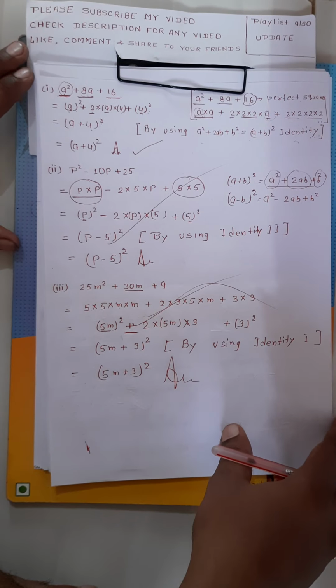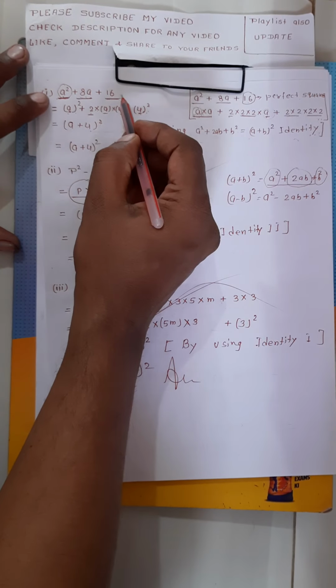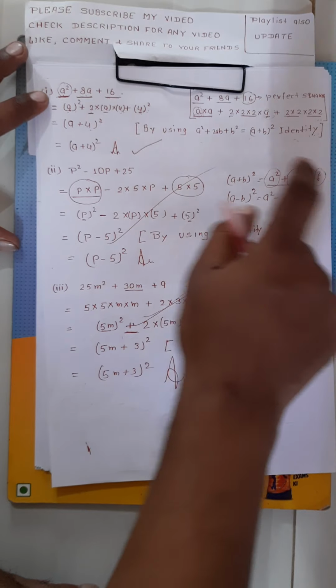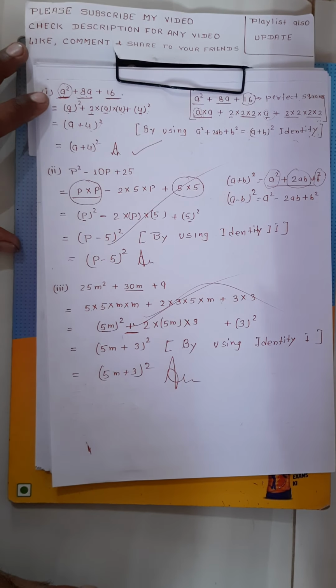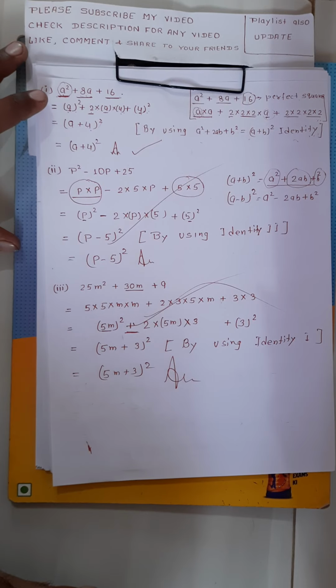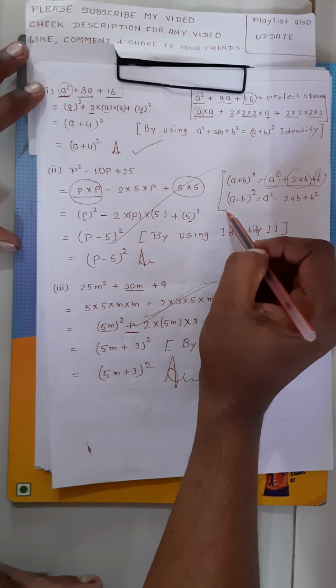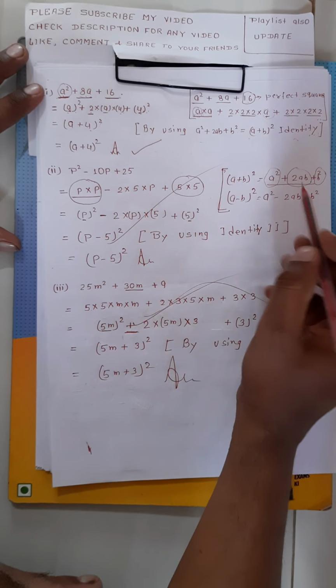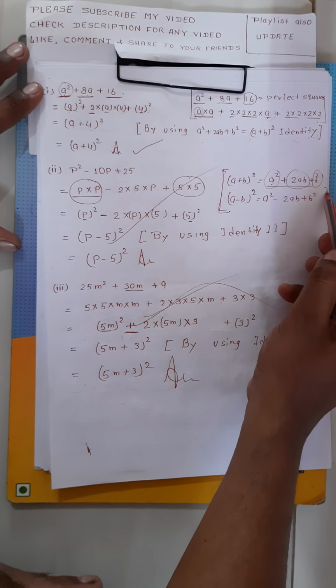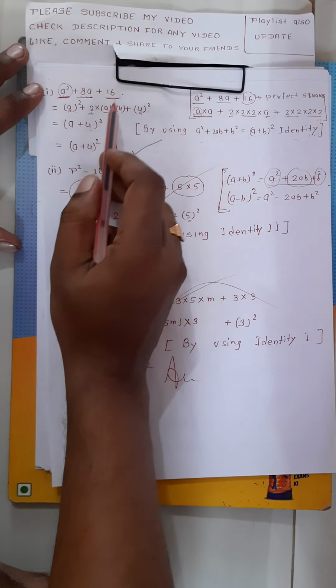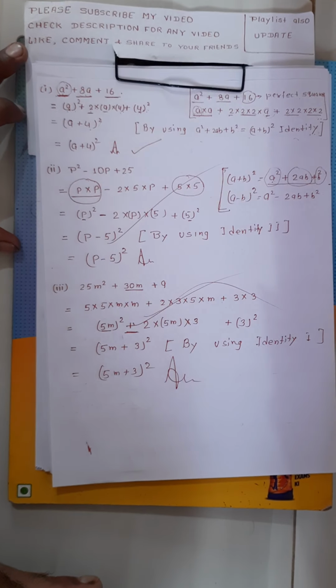Can the structure of this expression fulfill this identity or not? We will check. Now, for both identities, it has 3 terms, and our expression also has 3 terms.